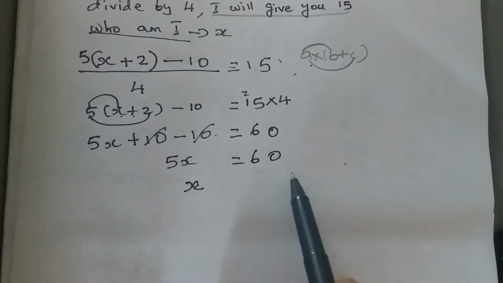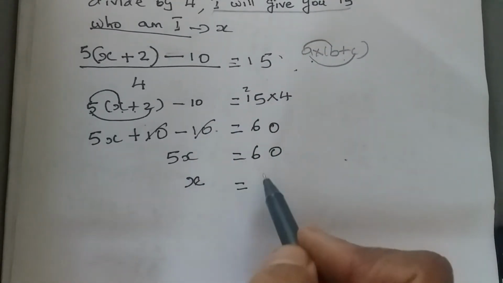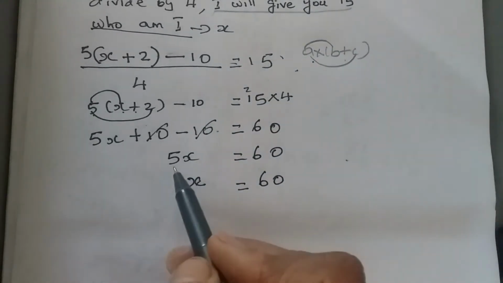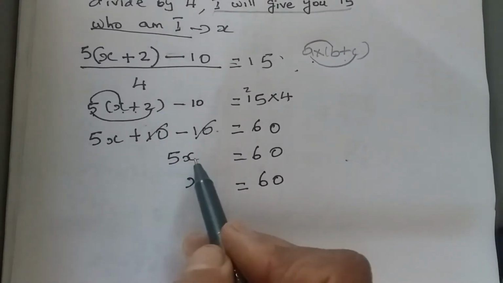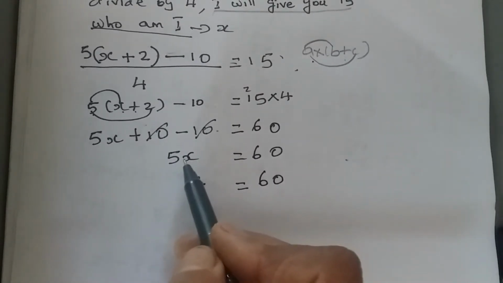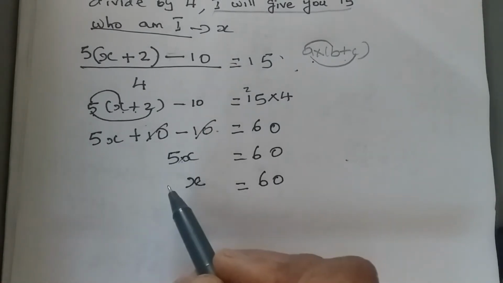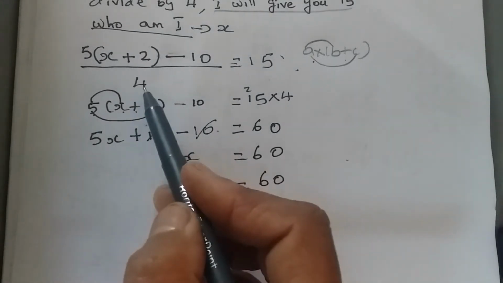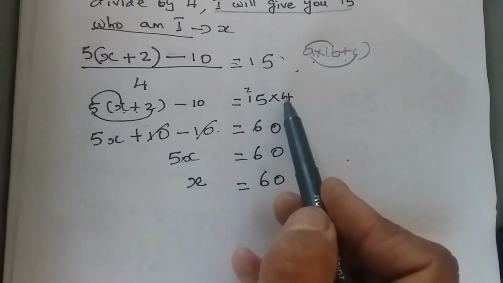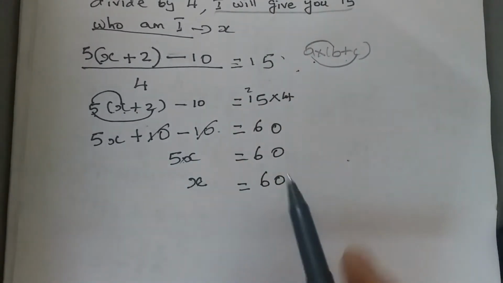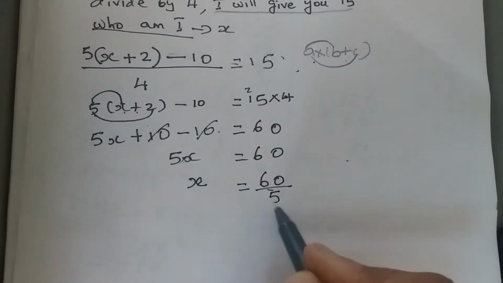Take all the other numbers to the right hand side. What do you have on the right hand side? 60. Now what is the operation between 5 and x? When no operation is mentioned, it is multiplication. 5x means 5 into x. So as division changed to multiplication here, multiplication will change into division. It becomes divided by 5.